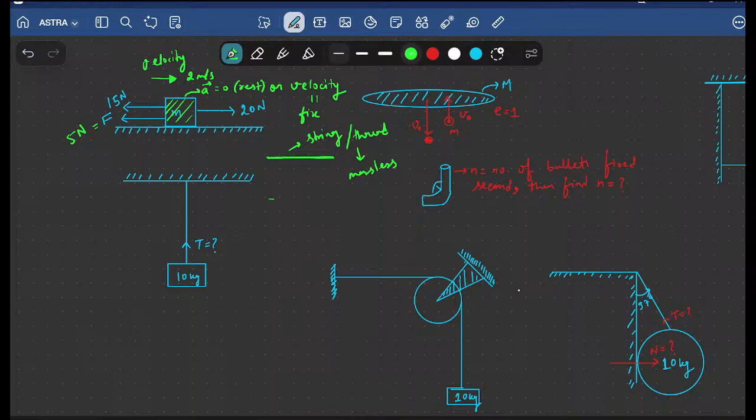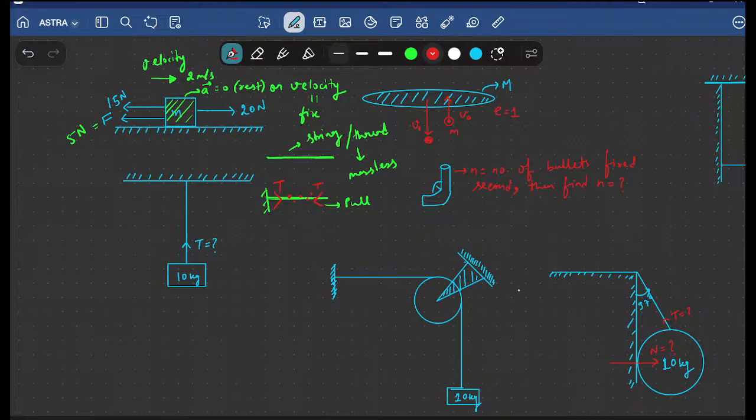So whenever we pull a string, we cannot push a string. If we push a string, it will slack. Slack means it will become loose. So if it becomes loose, there won't be any force inside the thread, right? But if I pull that string, the intermolecular forces don't allow the string to break down, and that's why the string becomes tight and a force gets generated inside it.